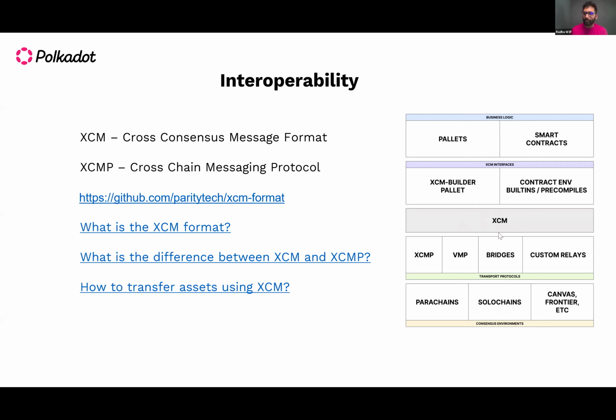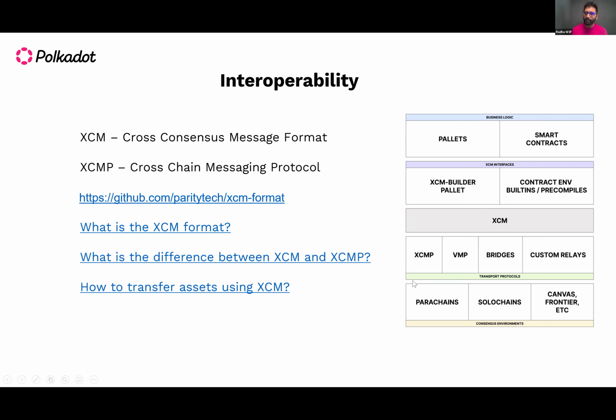So it's more like HTML. If you're familiar with HTML, there are so many browsers, and each browser knows what to render when it looks at HTML code. Whereas XCMP is more like the transfer protocol. It's like HTTP or TCP, UDP. There are multiple mechanisms through which you send the data across different entities, right?